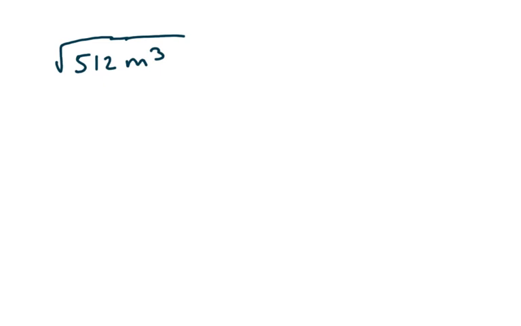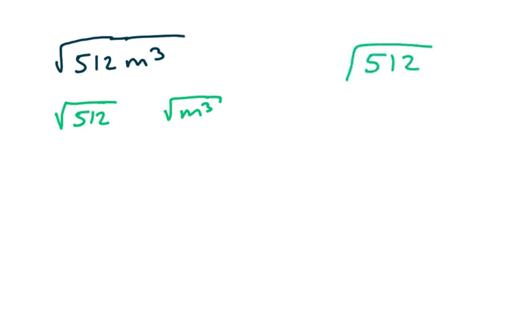All right, next one. So now, to make things even more interesting, we've thrown in a variable, but that's okay. What I'm going to do is I'm going to focus on the 512 first, and then I'll deal with the m cubed. So with the 512, I'm going to break it down. Now again, I know it's even, so I know I can divide through by 2.